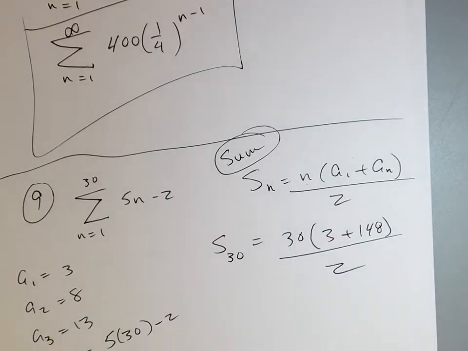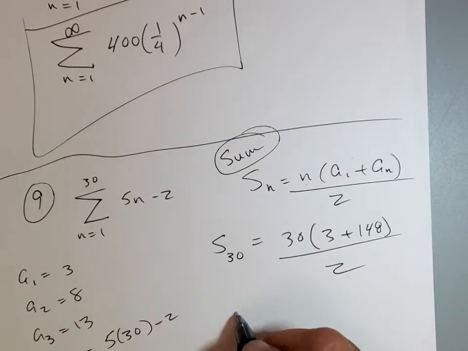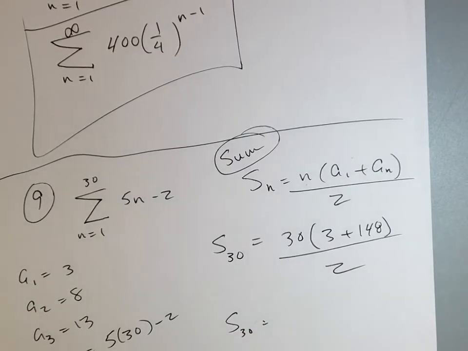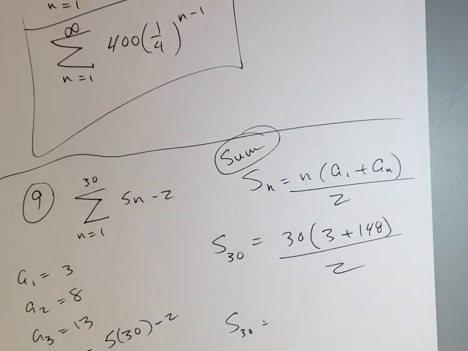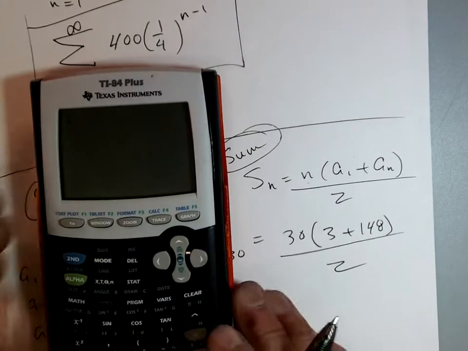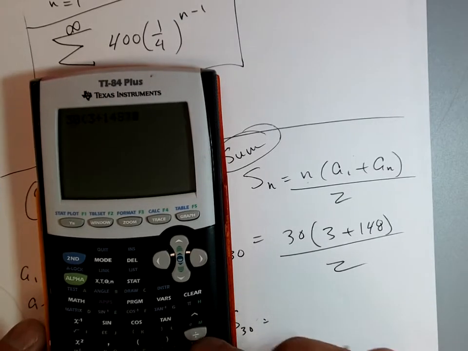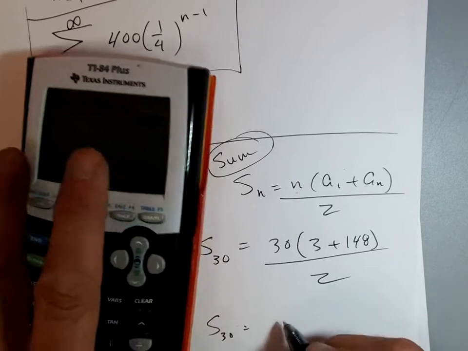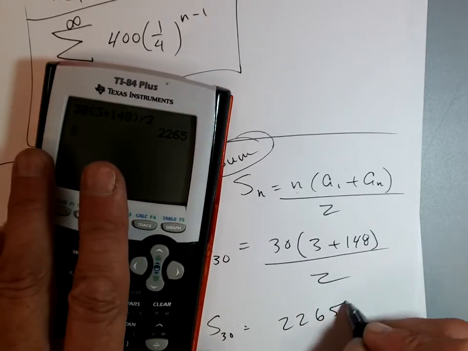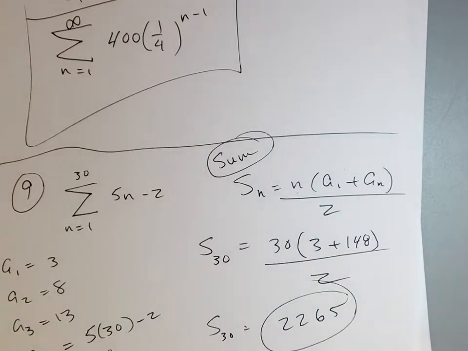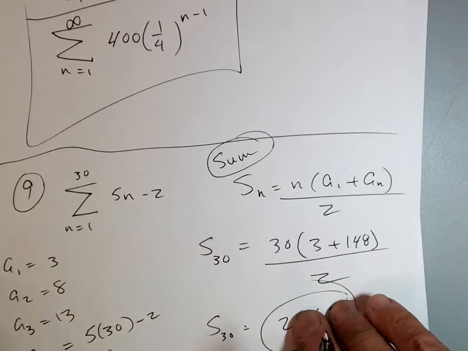I'll use my calculator. S of 30 equals 30 times (3 plus 148) divided by 2. I get an answer of 2,265. Okay? Right? It's just confusing. Okay, thumbs up on how I did that one? Sure. Okay.